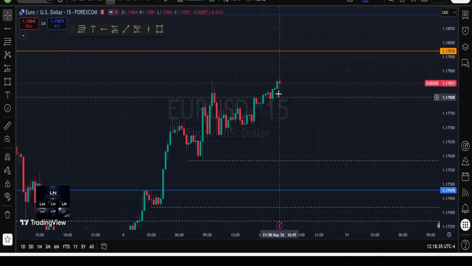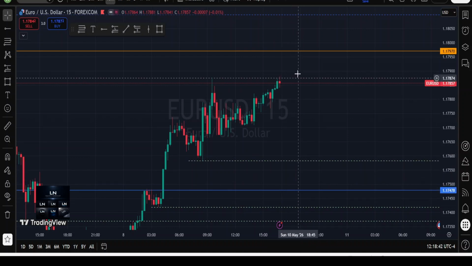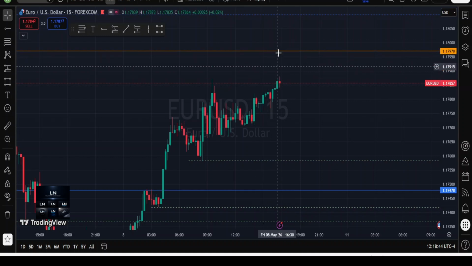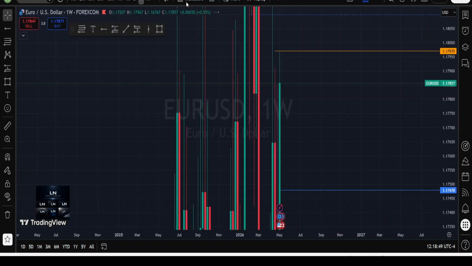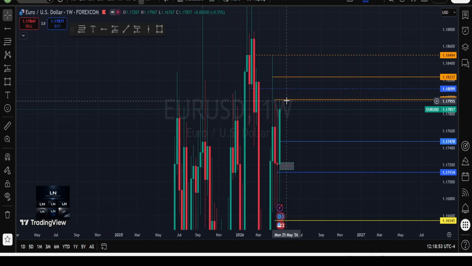But if price resumes and gets to this level first, then I want to see price giving us an option to seek this liquidity on the upside on the daily time frame first, before it could reach out for the weekly external range liquidity here first, here next, here last for us on Euro USD.